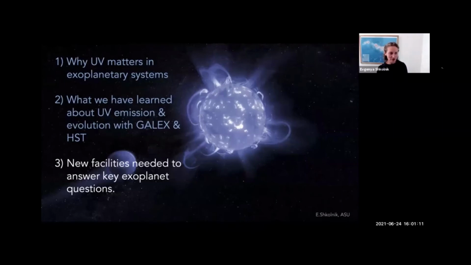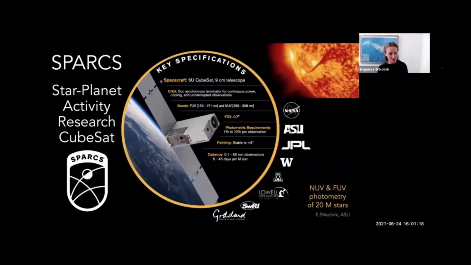And so I'll tell you very briefly about 2 upcoming missions that we're trying to build in order to get these data. So the first one is SPARCS, the Star Planet Activity Research CubeSat. Now, this one is already halfway through development, funded by NASA through the APRA program, the Astrophysics Research and Analysis program. It's going to be a 6U, and a 6U is kind of like this big, about the size of a family-sized Cheerios box.